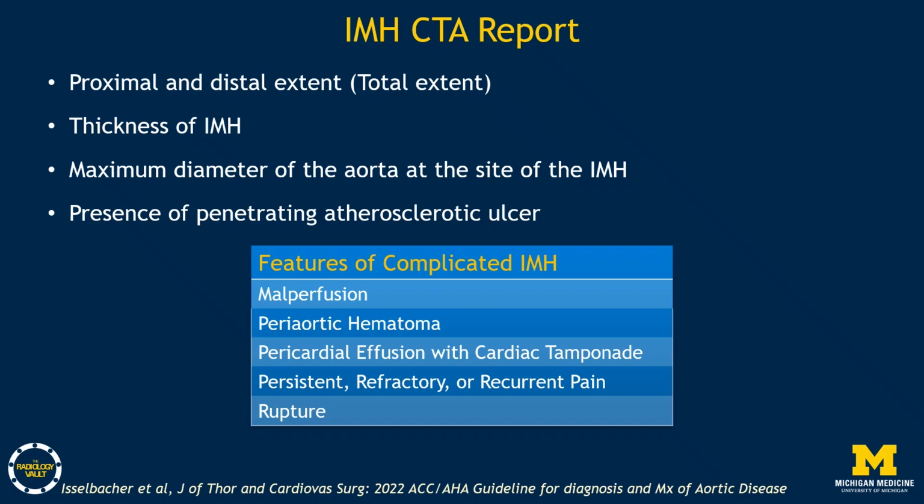Features of complicated intramural hematoma include malperfusion, periaortic hematoma, pericardial effusion with cardiac tamponade, and rupture. And clinically, they may be persistent, refractory, or recurrent pain.